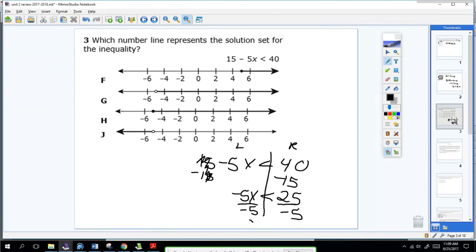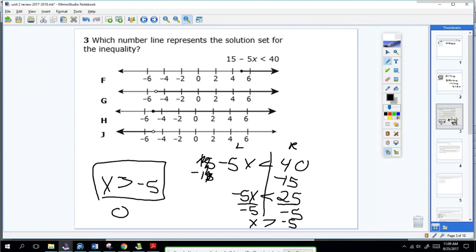And you get x is now greater than -5. The reason why this sign flipped to a greater than sign is because I divided both sides by a negative number. So now my inequality is x is greater than -5. Well, since it doesn't equal to, that means I have to have an open circle. So I'm going to look at all the open ones. Well, F is closed and H is closed. So that means those are wrong.